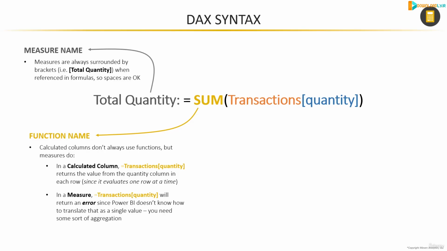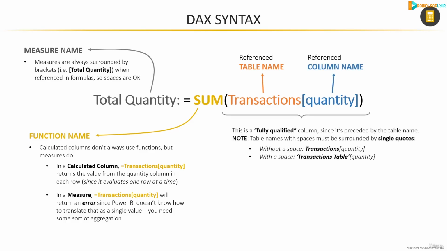On the other hand, you can't do that with measures. If you tried to define a measure with a naked column reference, like transaction quantity, Power BI will return an error since it doesn't know how to translate that into a single value. So you need some sort of aggregation there. And then the last two components here are the table name in orange and the column name in blue. And this particular example reflects what is called a fully qualified column, since it's preceded by the table name, and like we talked about when we were working with the query editor, table names with spaces should be surrounded by single quotes. Here's an example of what that would look like with or without a space.